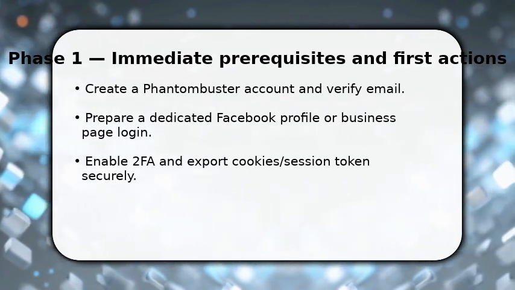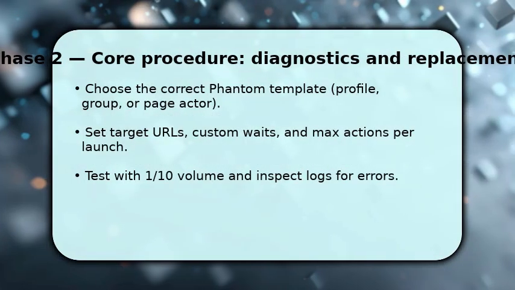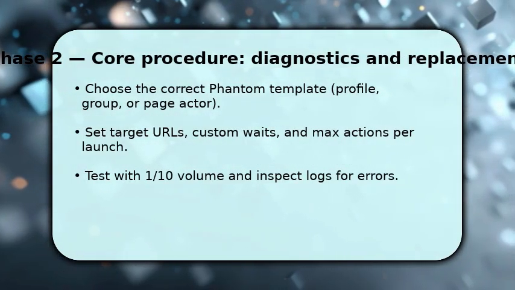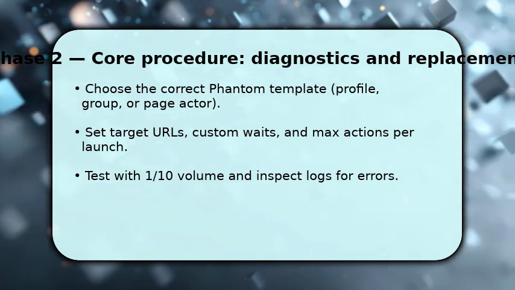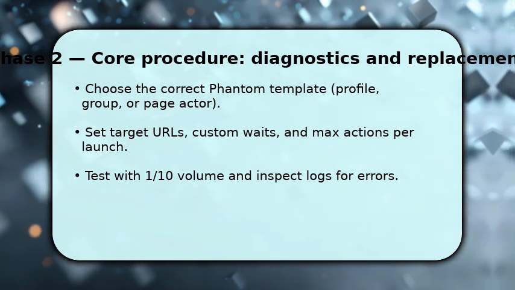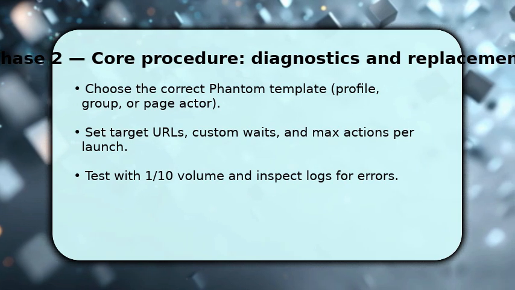Now you configure the Phantom. Select the template that matches your goal, profile scraping, group posting, or page interactions, and input the target URLs or search queries. Then fine-tune parameters. Set realistic delays, action limits per launch, and concurrency to mimic human behavior.